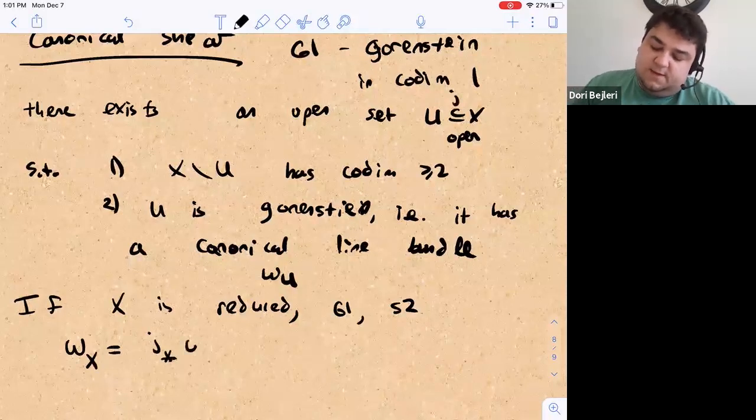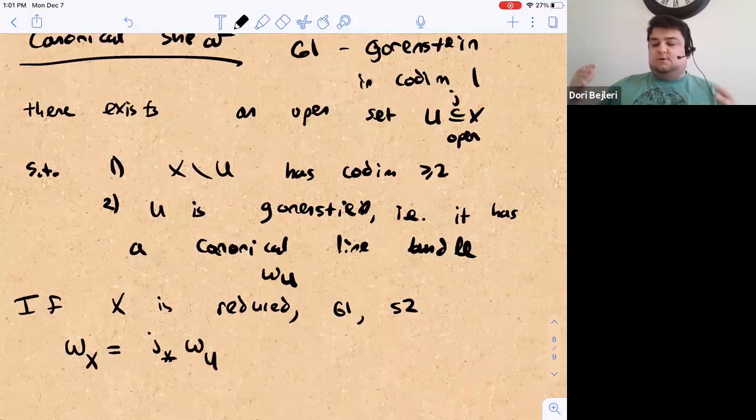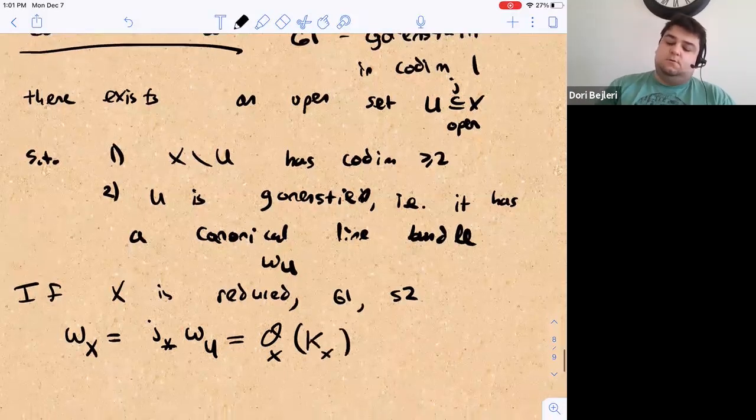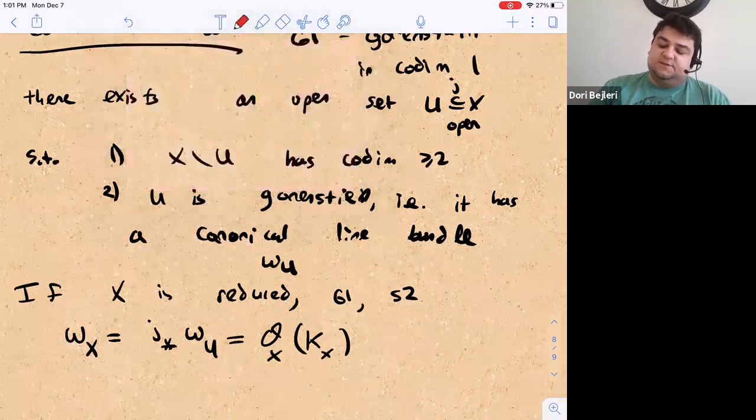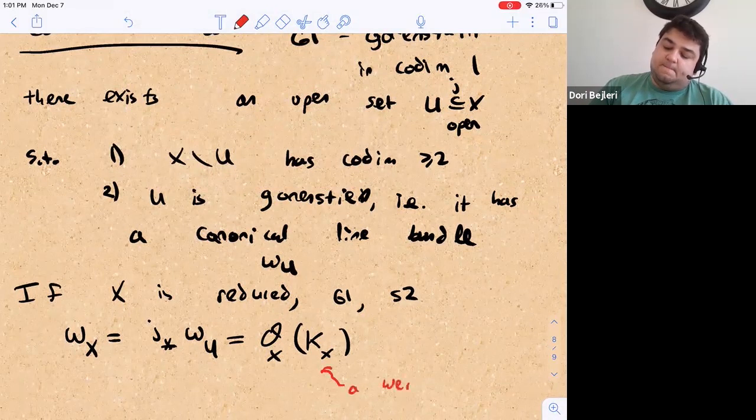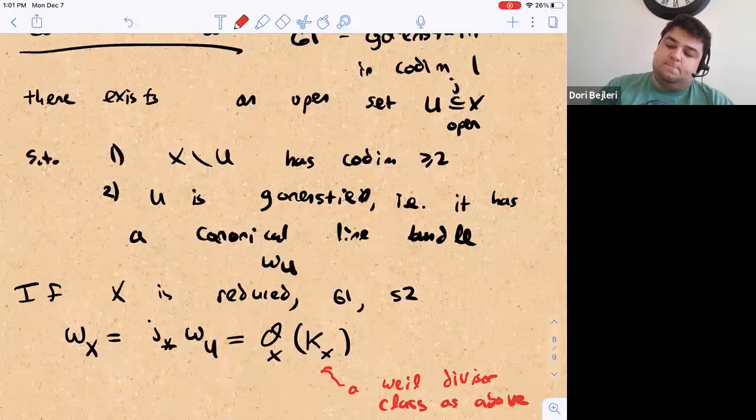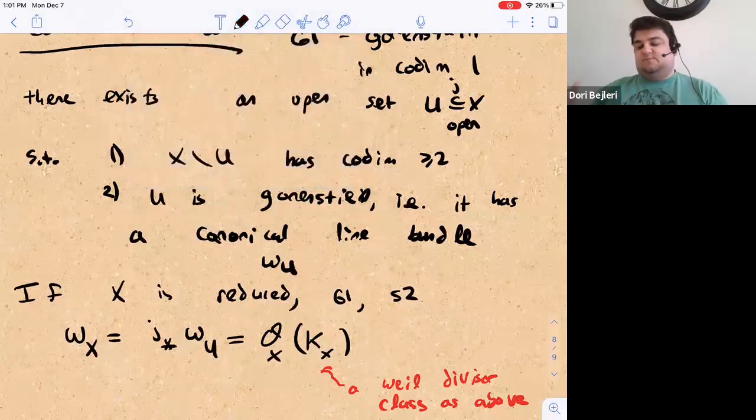set of omega U, which is some S2 sheaf, and this sheaf has to be of the form sheaf of sections of some canonical divisor, where KX is a divisor satisfying the properties above, that each of its components has generic point in the smooth locus. Okay, so at the very least, if we're considering non-normal varieties, they need to be reduced, G1 and S2.